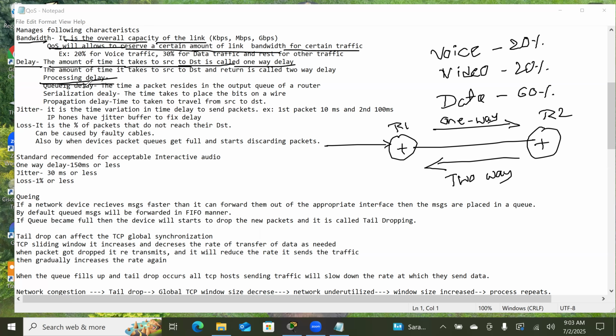That is called processing delay. And then the queuing delay. What do you mean by queuing delay? What do you mean by queue?